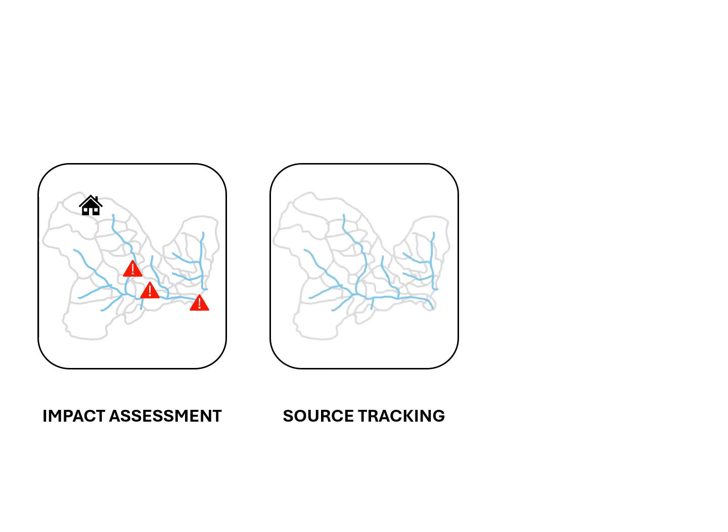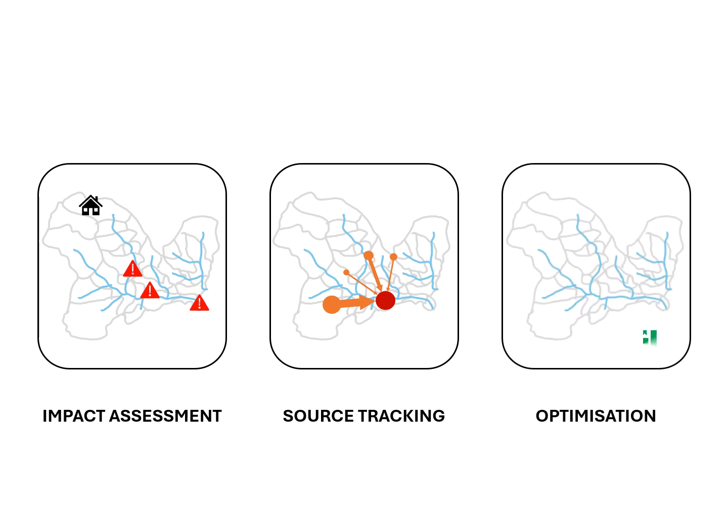Wsimod can be used more traditionally as an impact assessment tool, where we evaluate the effects of a given project or proposal on the water system. We can also use it as source tracking, where we can identify the sources of pollution or water abstraction at a given point. Finally, it can be used as an optimization tool, where the algorithm generates the most suitable proposal for a given policy objective.